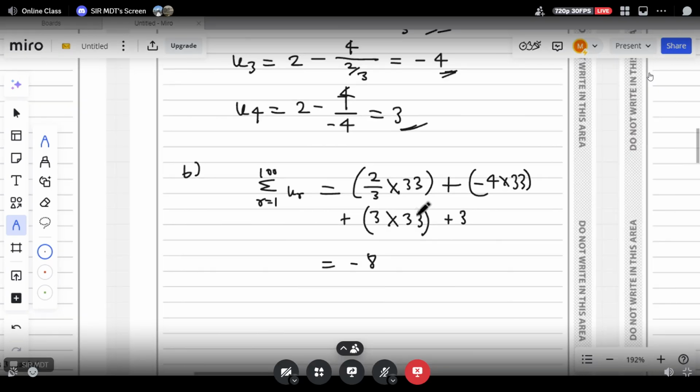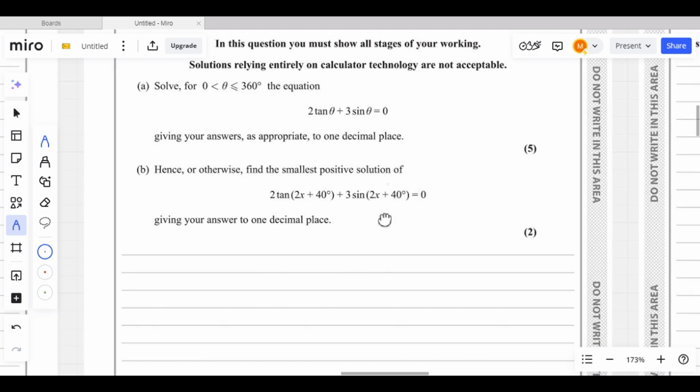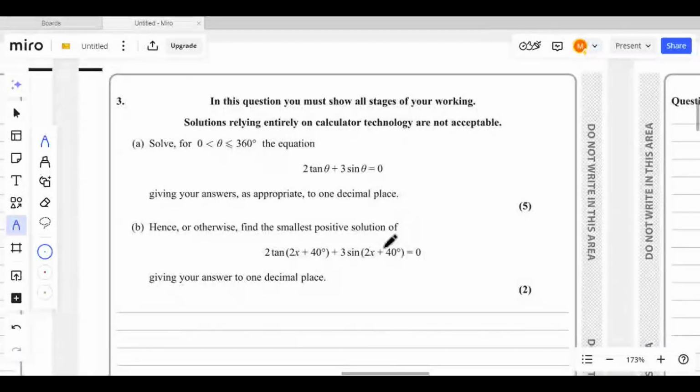Okay. So question 3 from October 2023 paper. This is from trigonometry. In this question, they asked to solve within that interval. We need to solve this trigonometric equation 2 tan theta plus 3 sin theta equals 0. We need to give our answers to one decimal place.